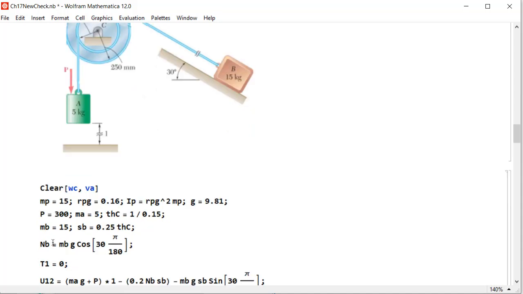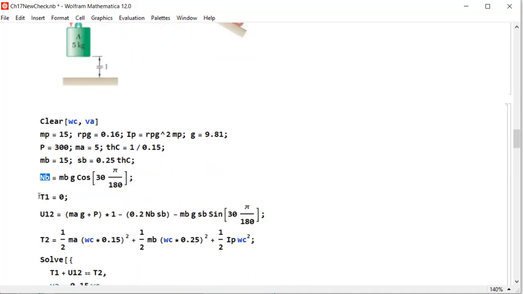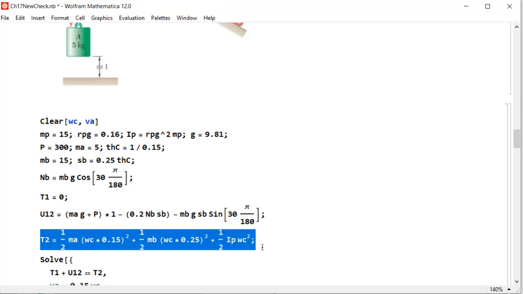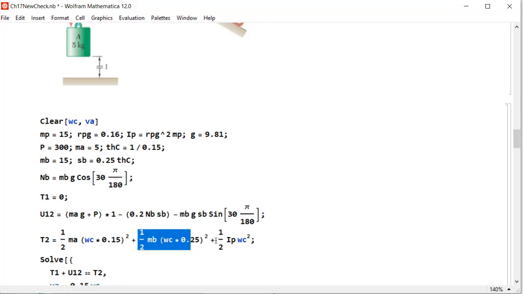If I draw a free body diagram of this, I can see the normal force for B is going to involve the cosine of this 30 degrees. I can use that for my friction force, and let's walk through the energy. I have a starting energy of 0. I have an ending energy where A is moving, B is moving, C is rotating. So there's my final energy.